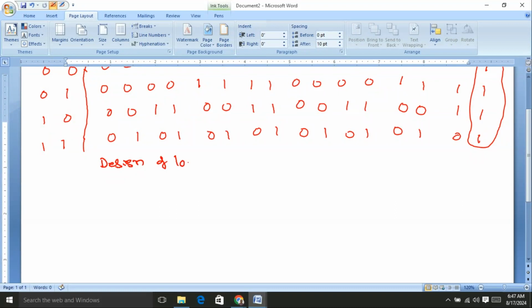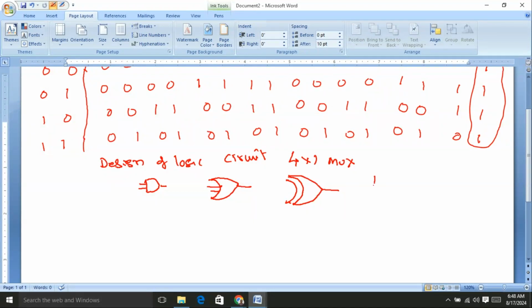Design of logic circuit. To design the logic circuit, I am going to use one 4 by 1 multiplexer, and one logical AND gate, and one logical OR gate, and one logical exclusive OR gate, and one logical NOT gate.